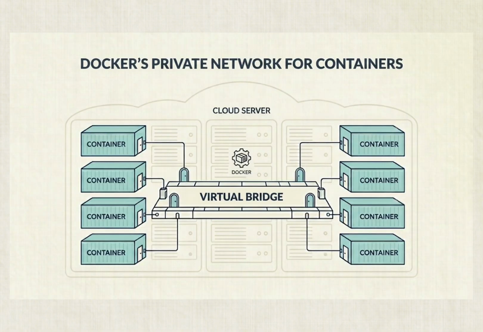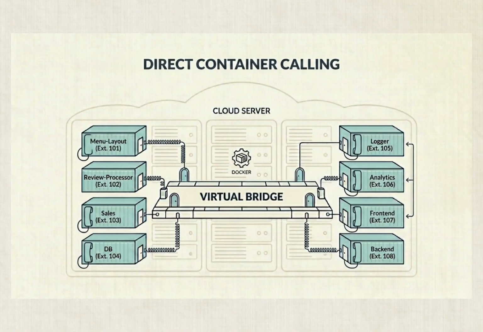When you run multiple container toolboxes inside a cloud server, Docker builds a private internal hallway for them called a virtual bridge. Each container gets its own internal desk phone extension or IP address. They can talk directly to each other through the bridge using their container names, like dialing menu layout or review processor.